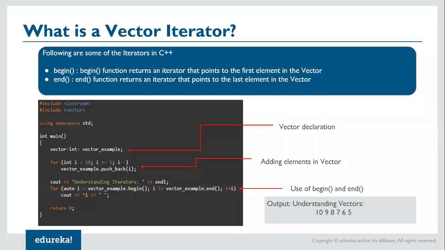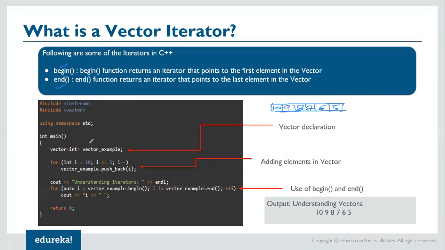So let us look at this example in the slide. We'll cover this example on our VMs also. But before that, let's briefly understand this piece of code in front of you. Here I'm making use of two functions, which are begin and end. The begin function returns an iterator that points to the first element in the vector. Let's say I have this vector here again, and I'm putting a few elements here: 10, 9, 8, 7, 6 and 5, right?